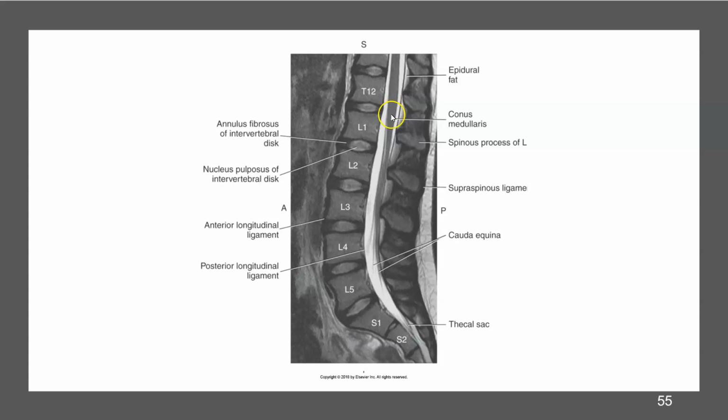So coming down, here's your cord, your conus medullaris. You see this little siphon right there where it gets narrow? So this is the end of your spinal cord. Okay, here's the spinous process. We have a supraspinous ligament coming down along. Here's your cauda equina. You can see the nerves just kind of free floating within the thecal sac. Okay. We have a posterior longitudinal ligament that runs right along the bodies on the posterior. We have an anterior longitudinal ligament that runs on the anterior side.